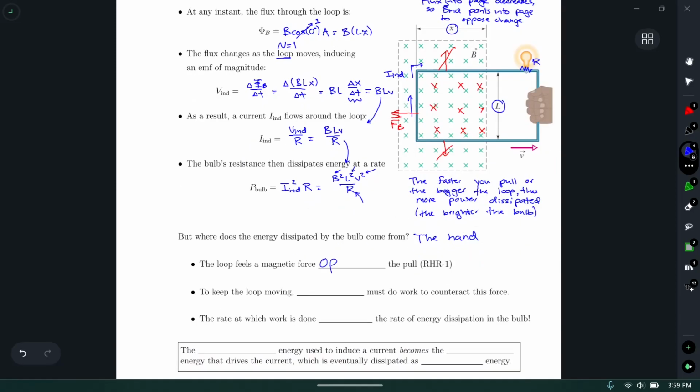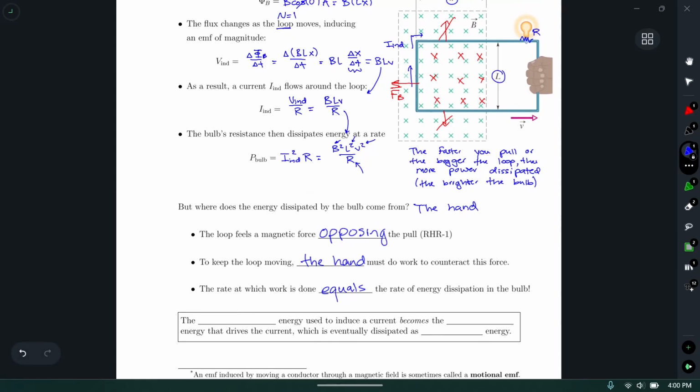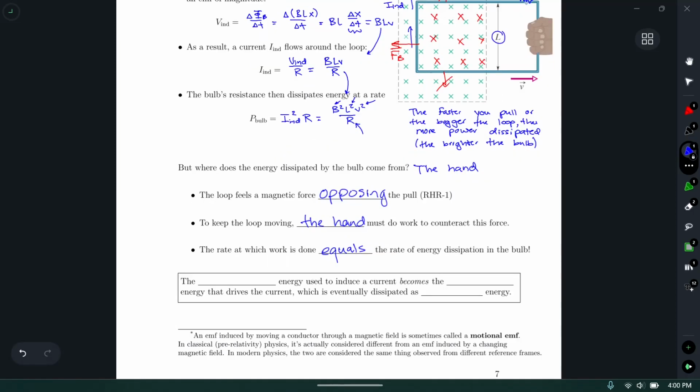So in summary, the loop feels a magnetic force opposing our pull. In order to keep the loop moving, we have to do work, and some of that work is transferring energy not to the motion of the loop, but to this induced current. In this perfect situation of moving at constant velocities so that none of our energy is going to speeding up the loop, all of it is going to electrical energy, and so going to the light bulb. The rate at which we're doing work equals the rate at which energy is being used by the bulb.